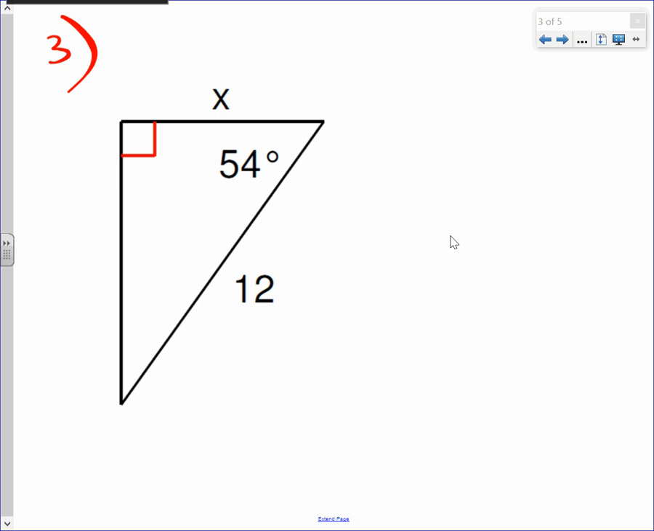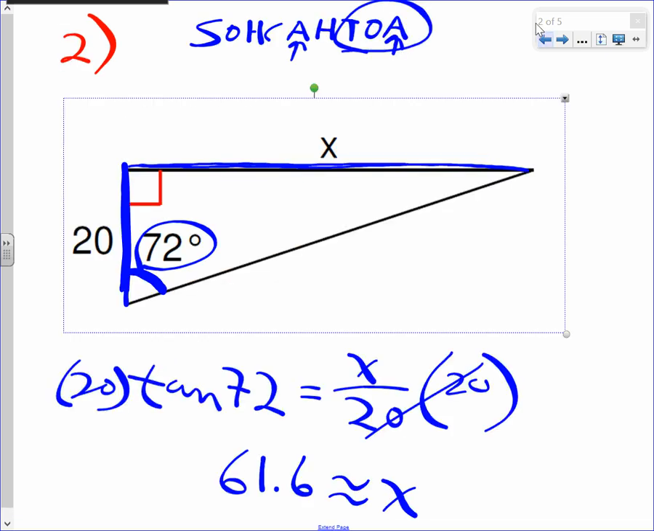All right. The acute angle I'm dealing with is 54 degrees right here. I'm thinking SOHCAHTOA. What sides are given? What side is given here? Adjacent is for sure given. What's this side now? Hypotenuse. So I'm looking at the SOHCAHTOA. Which one has adjacent hypotenuse? Cosine. That's what I'm going to use.